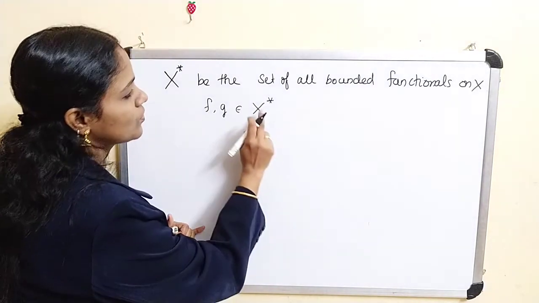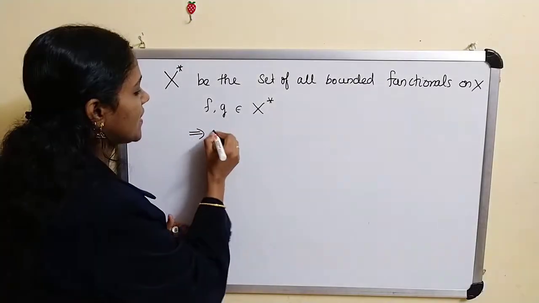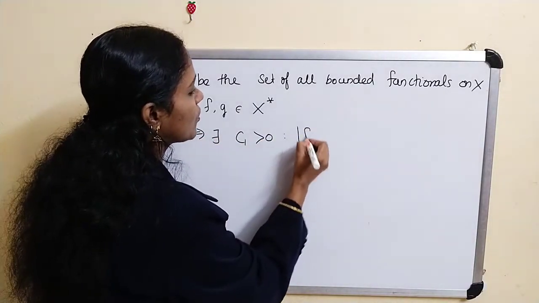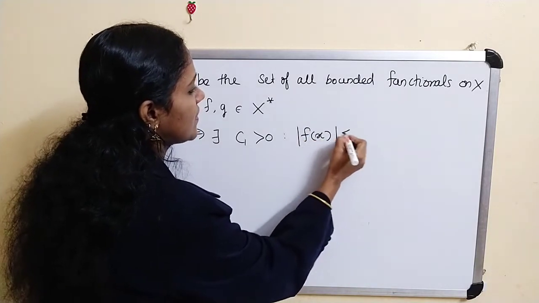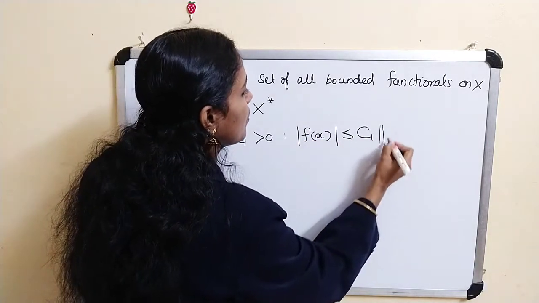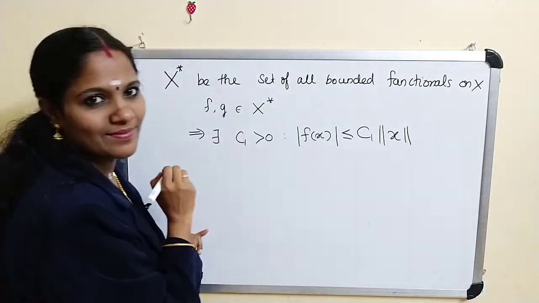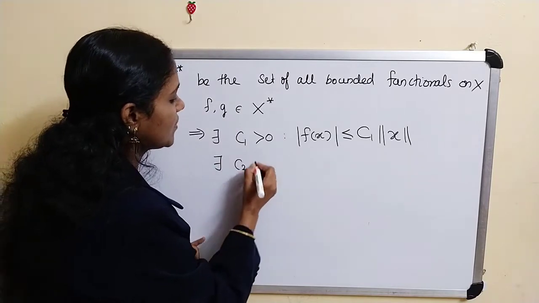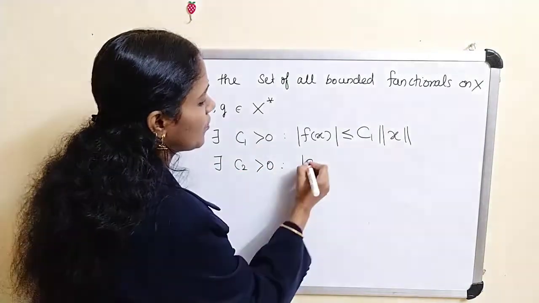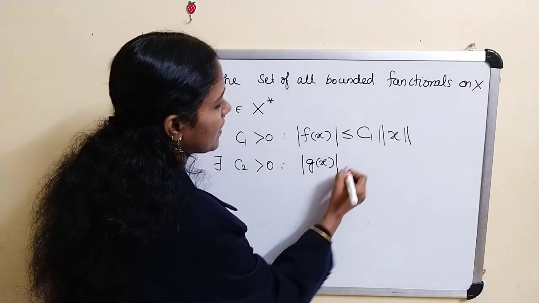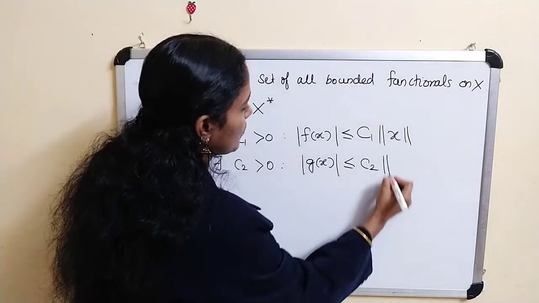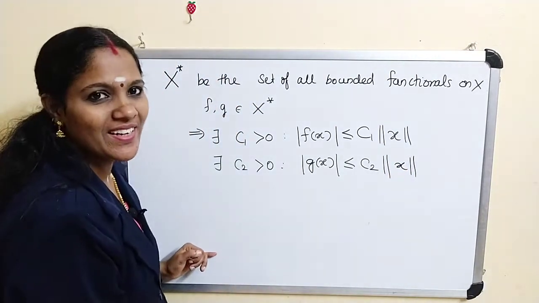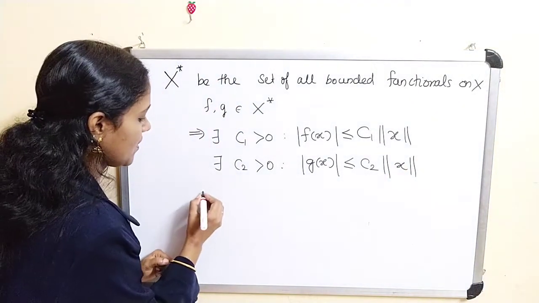Now f belongs to X star implies there exists some c1 greater than 0 such that modulus of f of x is less than or equal to c1 into norm of x. And g belongs to X star means there exists a c2 greater than 0 such that mod of g of x is less than or equal to c2 into norm of x.